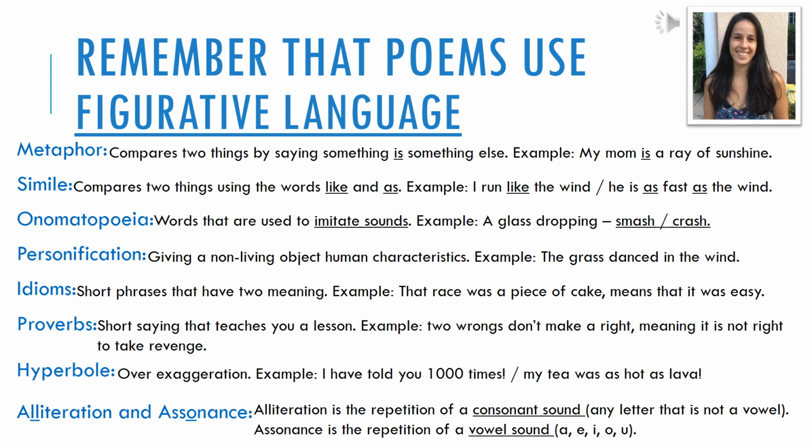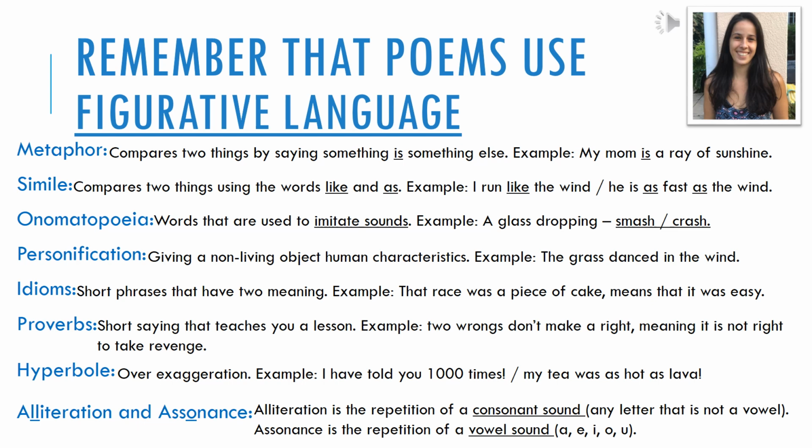And lastly, let's look at alliteration and assonance. Alliteration is the repetition of a consonant sound. Remember we said that a consonant is any letter that is not a vowel. And then assonance is the repetition of a vowel sound. Your vowels are A, E, I, O, and U.